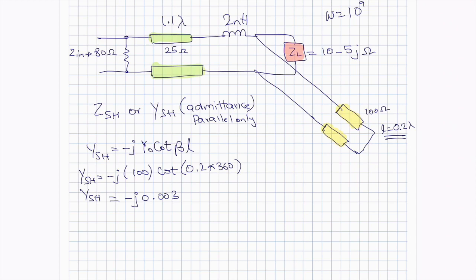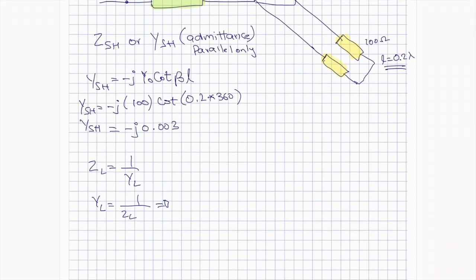Now if we have to add this with our impedance, we cannot do it straightforward because our impedance is given in Z terms. So let's get this ZL in terms of admittance, which can be written as 1 over ZL. If I go further on it, it would be basically 1 over 10 minus 5J, or it could be written as 0.08 plus J 0.04.